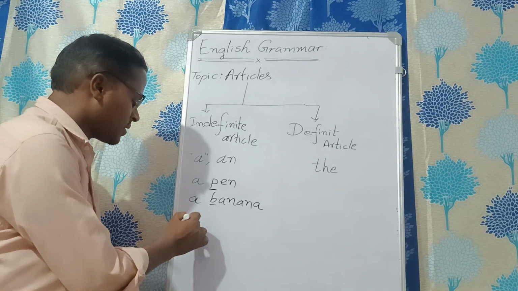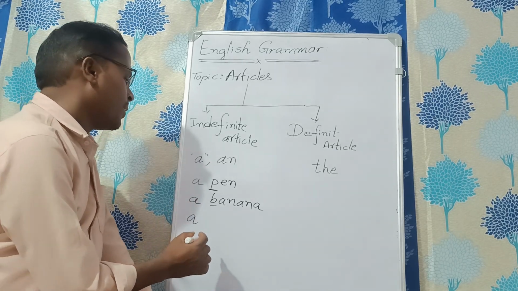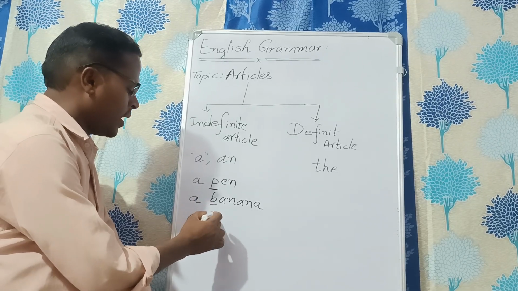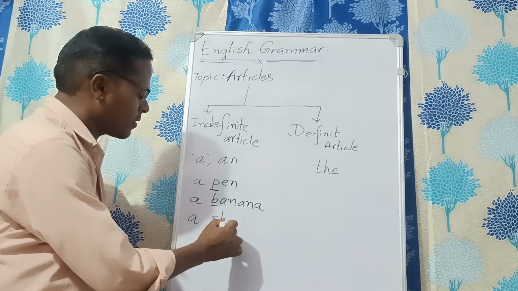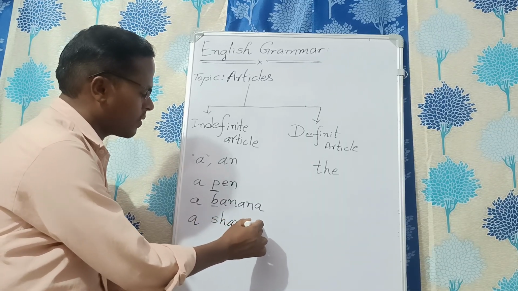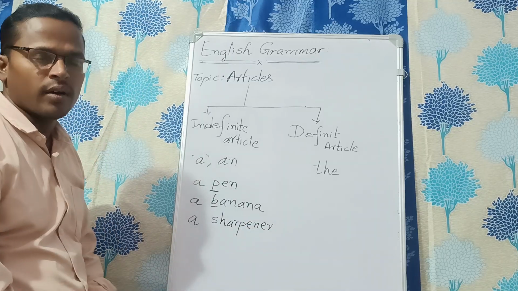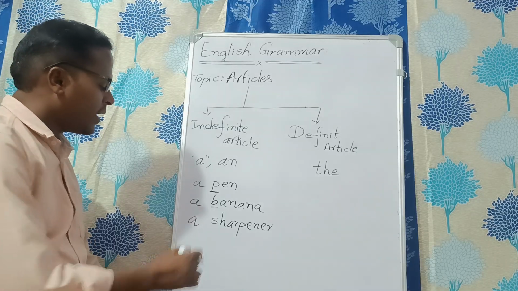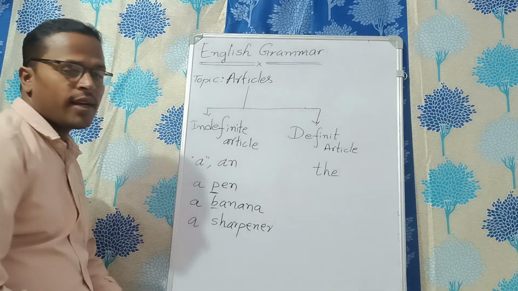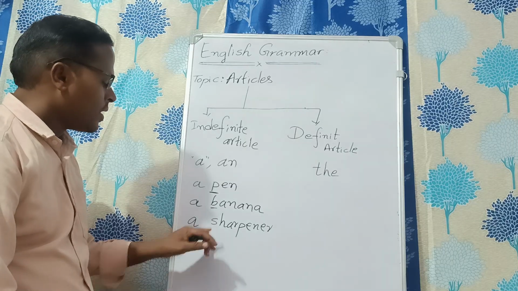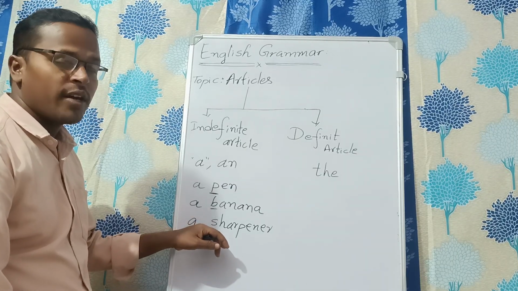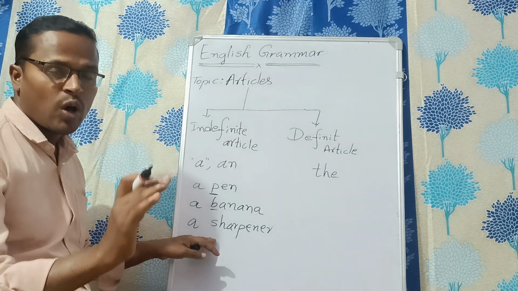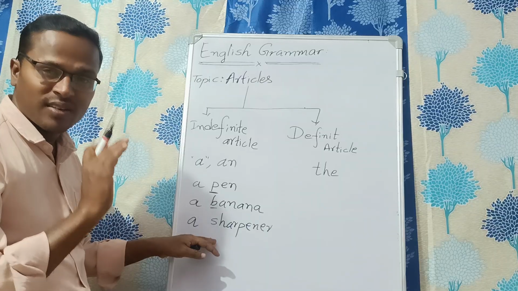Let us discuss another example: a sharpener. Sharpener is a singular common noun beginning with a consonant letter, and also a consonant sound. The main point is that you have to observe the beginning sound, not the letter.